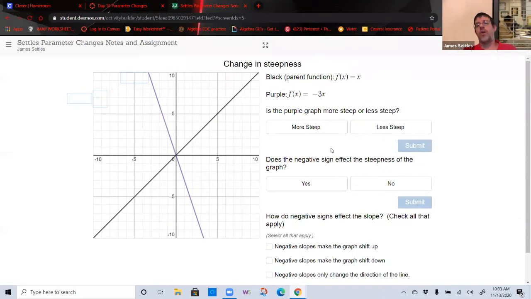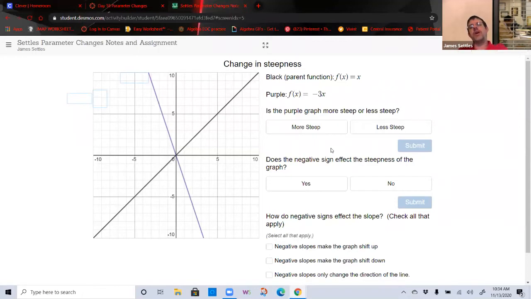Okay. So this has a whole bunch of questions here. So we're going to start with that very top question. They're talking about the purple graph. Is it more or less steep? Well, guys, I don't know about y'all, but because this is switching directions here, I personally struggle telling if it's more or less steep. You may not. So I like to look at the equation.